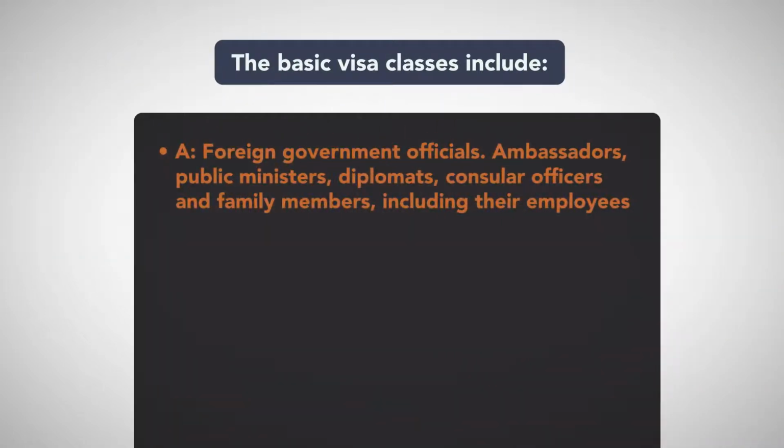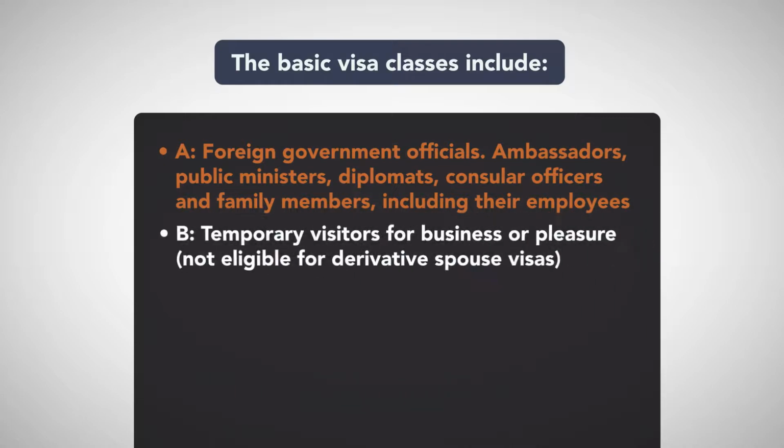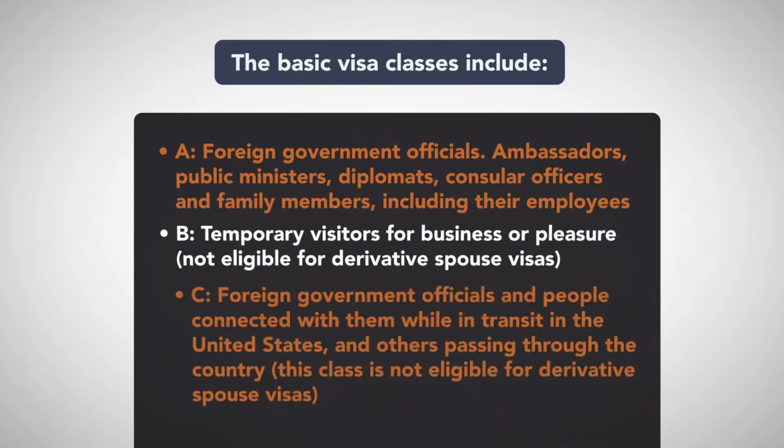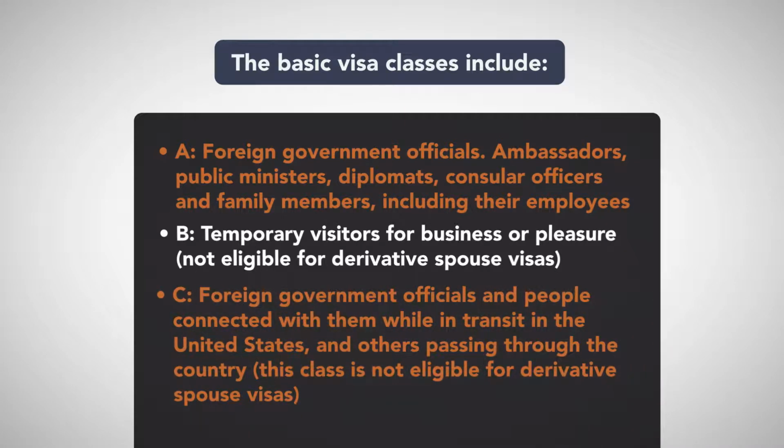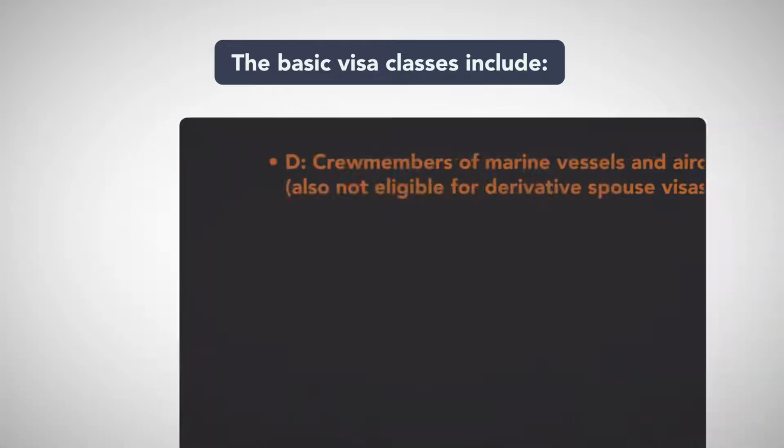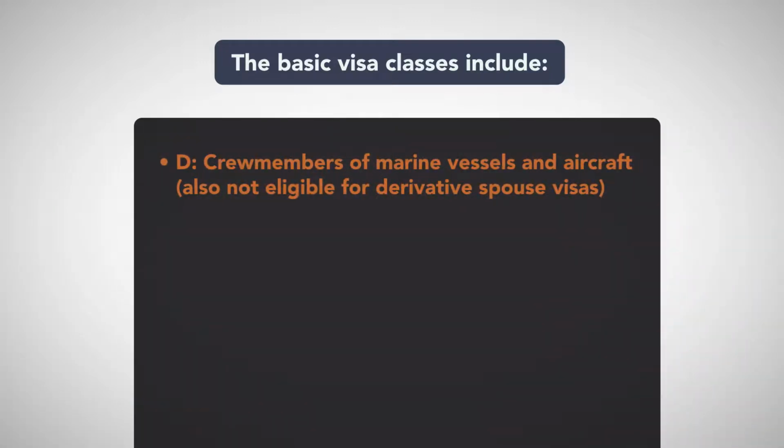The basic visa classes include A. Foreign government officials, ambassadors, public ministers, diplomats, consular officers, and family members, including their employees. B. Temporary visitors for business or pleasure, not eligible for derivative spouse visas. C. Foreign government officials and people connected with them while in transit in the United States, and others passing through the country. This class is not eligible for derivative spouse visas. D. Crew members of marine vessels and aircraft, also not eligible for derivative spouse visas.